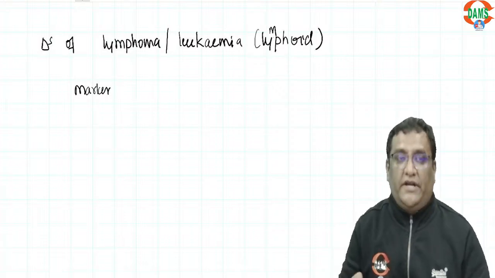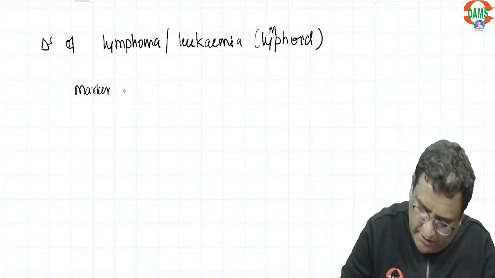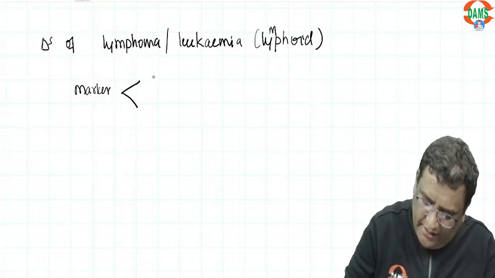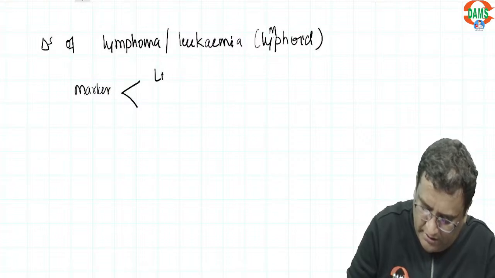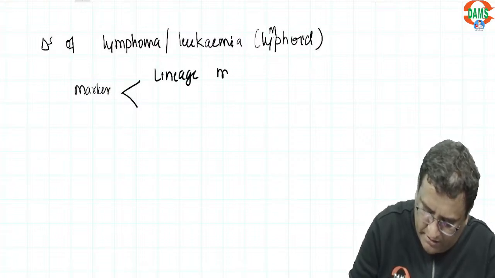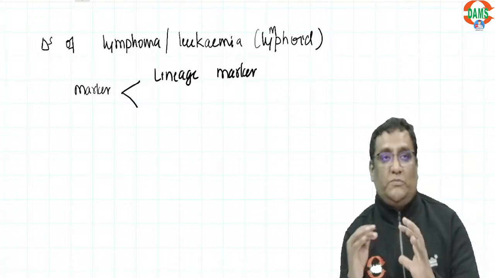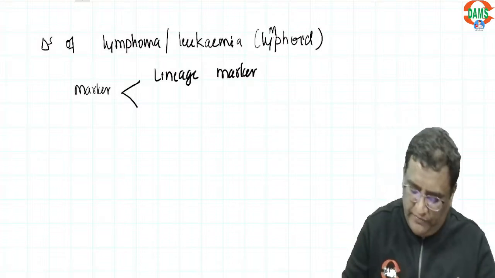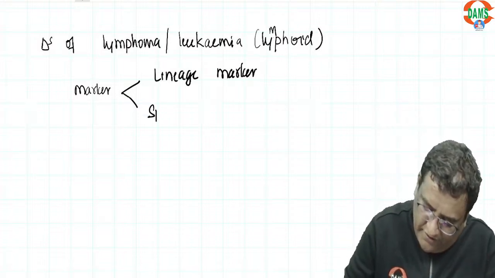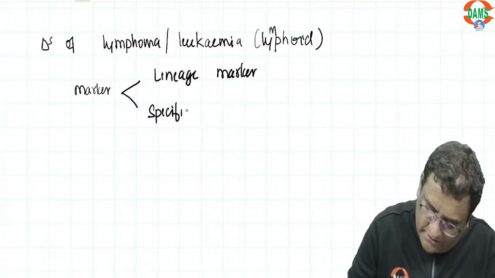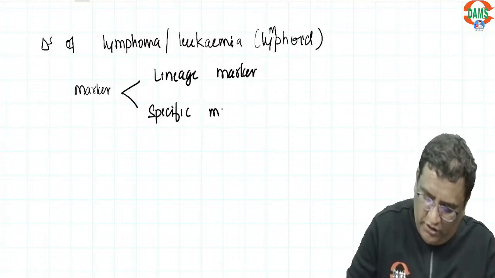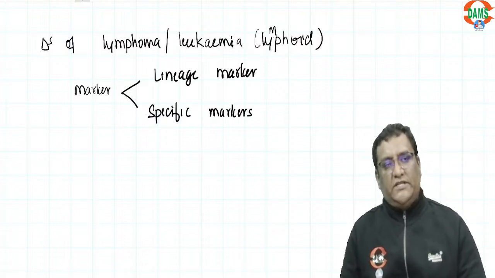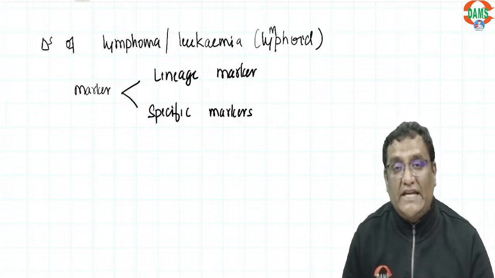So what are the different markers that are there? The marker could be a lineage marker, and another is a lymphoma-specific marker. A lineage marker is not specific, but it tells you what lineage it is: is it a B or a T, a precursor or a peripheral, etc. Another will be specific markers. These specific markers will be specific for certain lymphomas or leukemias. Okay. Yes. So let me talk about the lineage markers first.